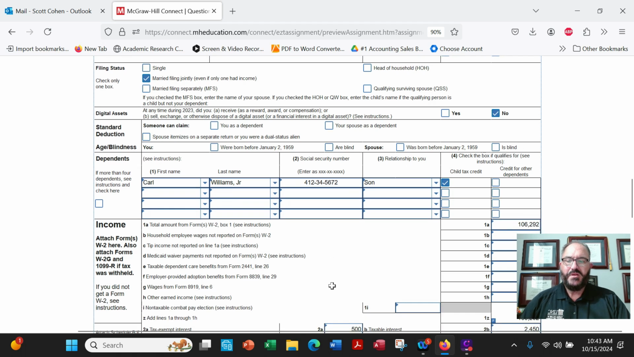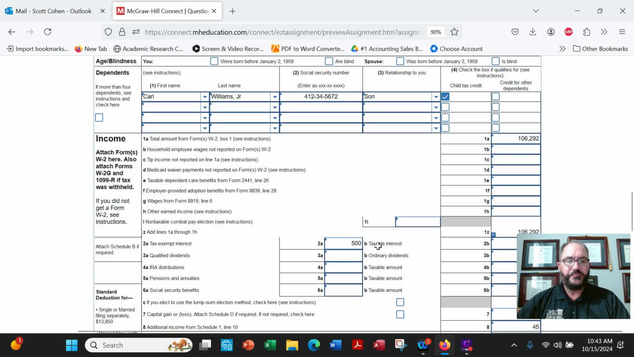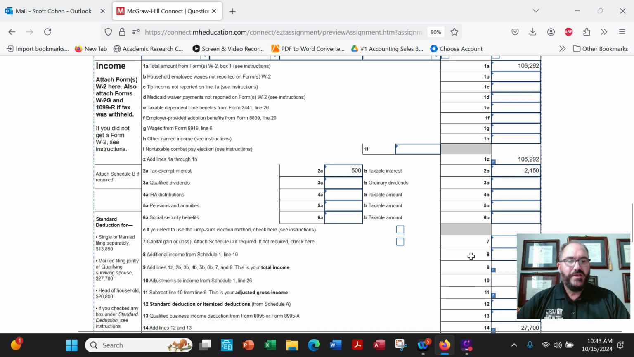Okay. Now we go down here. Okay, so this comes down to here. Then notice tax exempt interest. This is in 2A, right? Now it's just information. It's not taxable, but they want the information here. And then there's the taxable interest they got on that 1099. Okay. Now here's the $45. Notice it says additional income from Schedule 1, line 10. Okay, so there's the total.